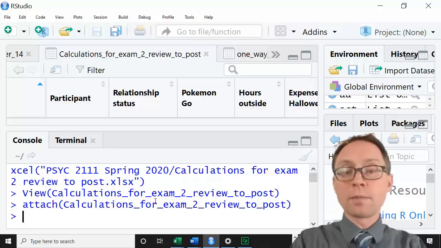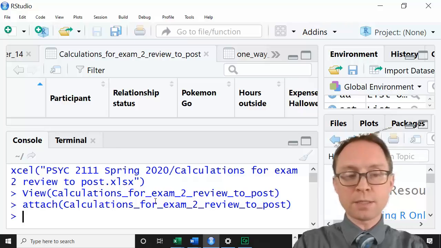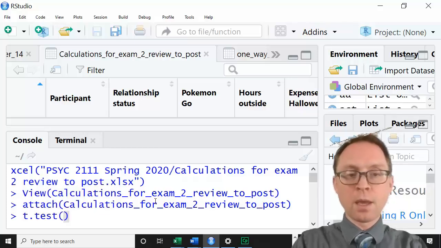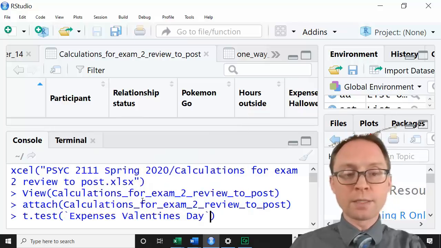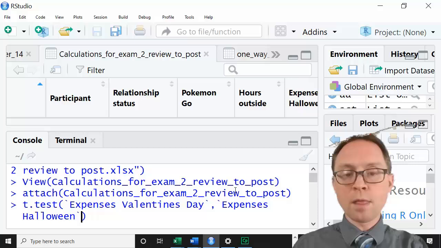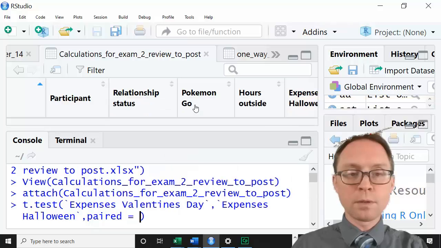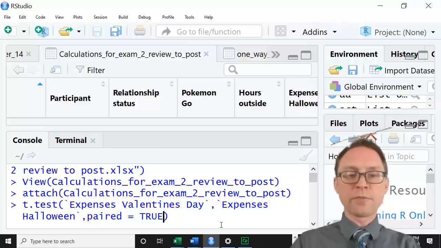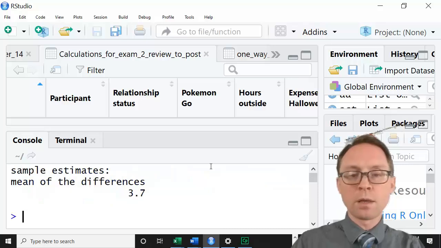a paired samples t-test. So the paired samples t-test is going to be t.test, and then I include the two variables that I want. I want expenses for Valentine's Day, comma, expenses for Halloween, comma, paired equals, and then TRUE, put it in all caps. t.test, expenses for Valentine's Day, comma, expenses for Halloween, paired equals TRUE. And when I click on that, boom, here is what I'm gonna get.